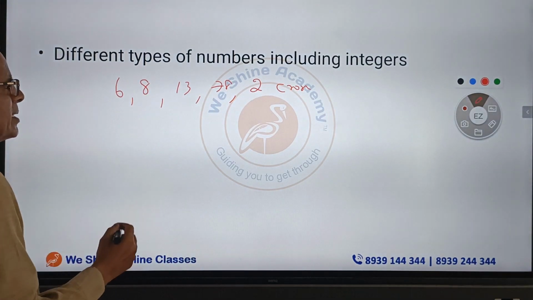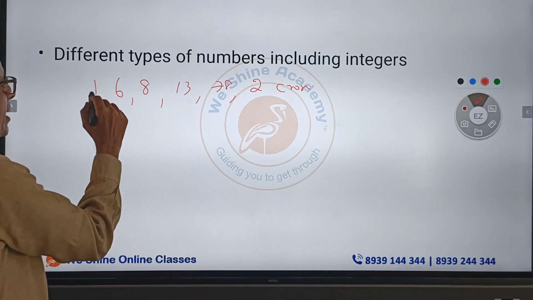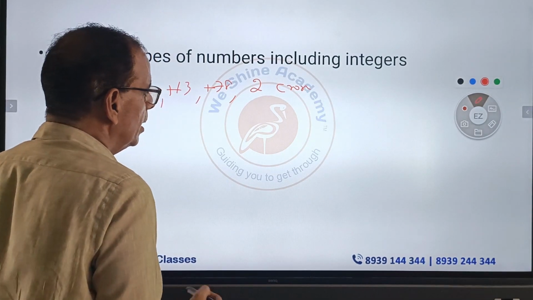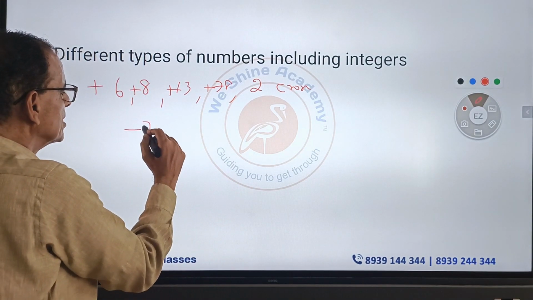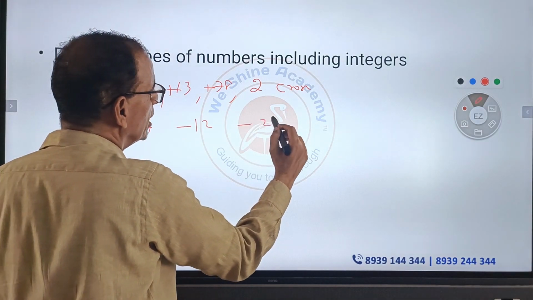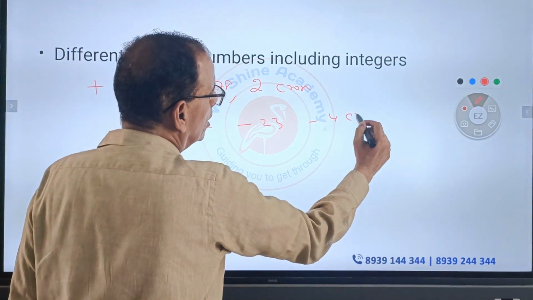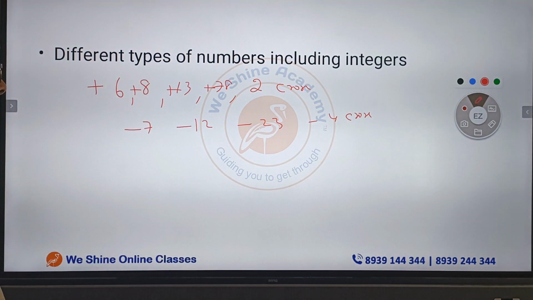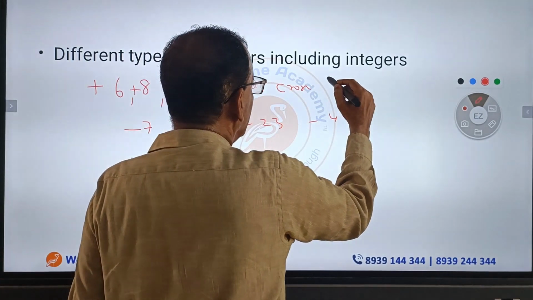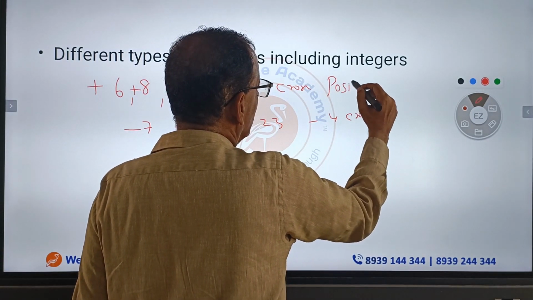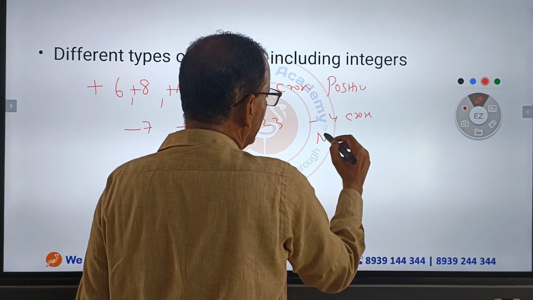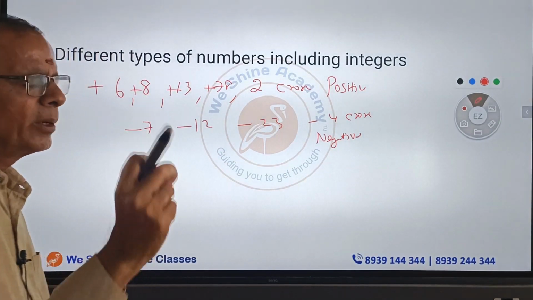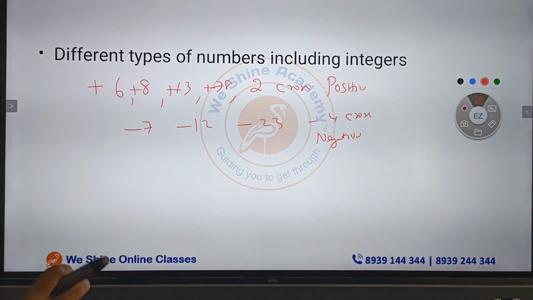If I don't put any symbol before any digit, it implies that it is positive. Positive, positive, positive. Suppose I say minus 7, minus 12, minus 23, minus 4 crore. None of these have decimals. This is called a positive integer and this is called a negative integer. Integer means it should be a number, should not have any fraction or decimal.